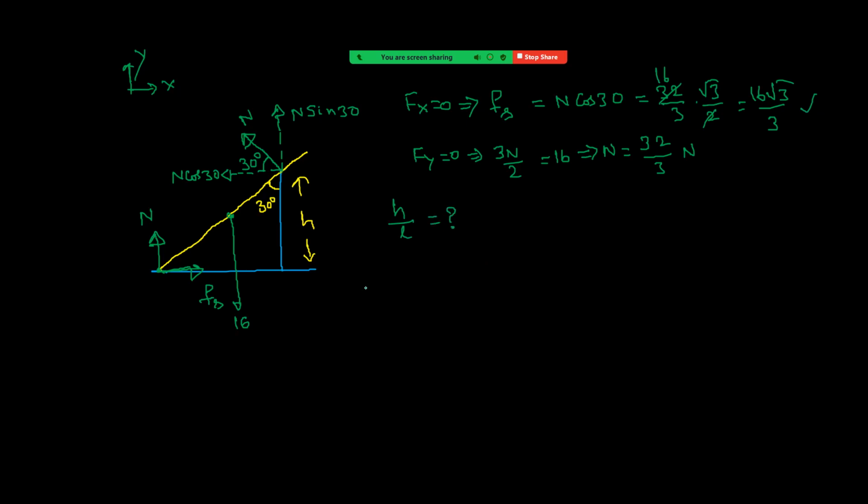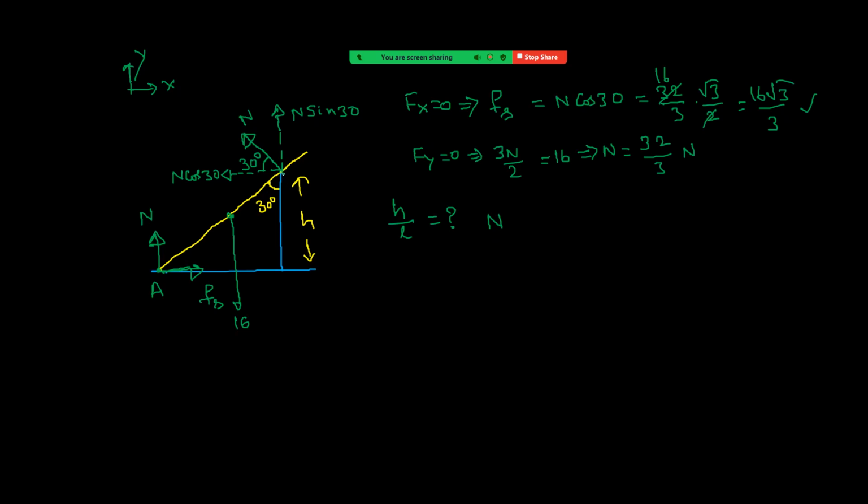So now take the torque equation. Already we have taken net force along X and along Y. The only equation left is the torque equation. So I'm taking the torque equation about point A. Torque due to normal reaction about point A is anti-clockwise, and because of mg, torque is clockwise.